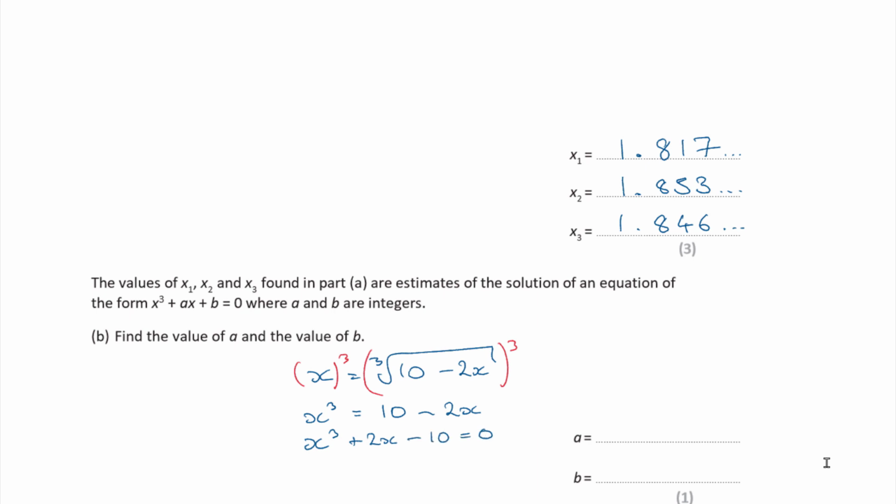Then comparing that with what I've got up there, a is going to be the coefficient of x here, which is 2, and b is going to be the constant on the end, which is negative 10. So a is 2 and b is negative 10.